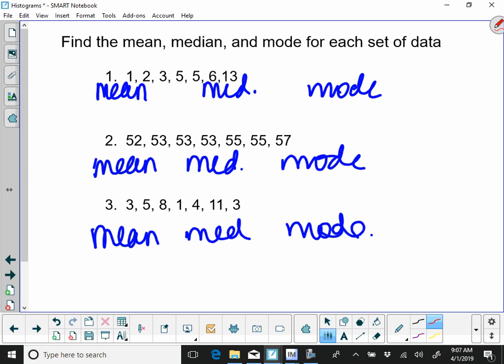All right, what did you get for number 1? Mean, median, and mode? 5, 5, 5. I got 5, 5, 5 too.